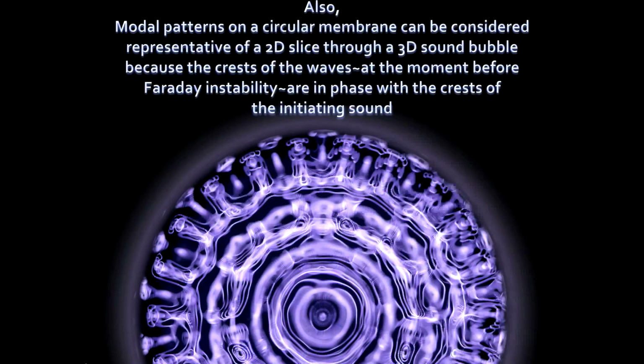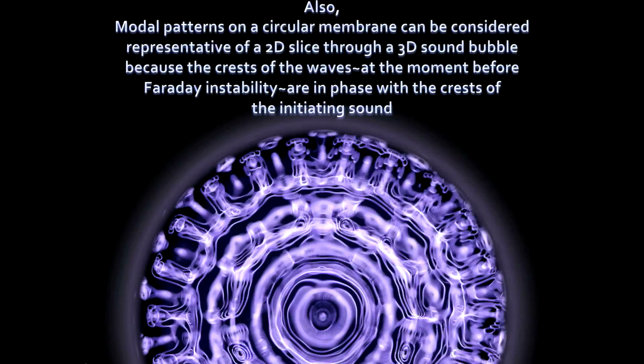Also, modal patterns on a circular water membrane can be considered representative of a 2D slice through a 3D sound bubble, because the crests of the waves at the moment before Faraday instability are in phase with the crests of the initiating sound. In other words, what you see in the CymaScope, as I mentioned earlier, are literally models or analogs of the input frequencies.